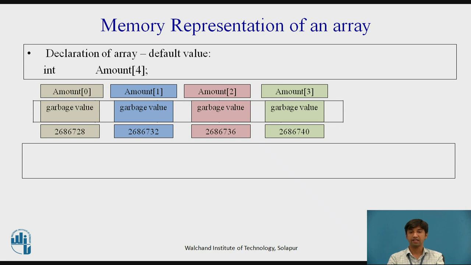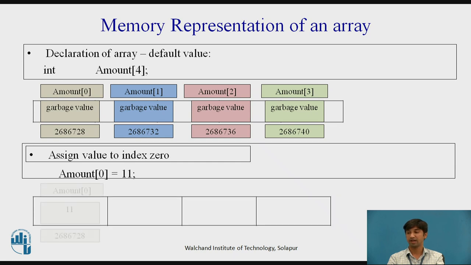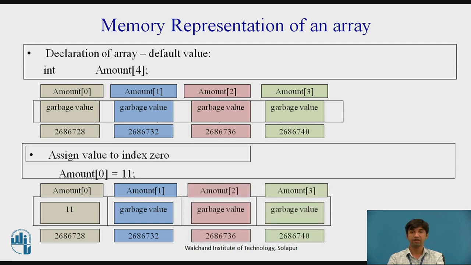So when I assign a value to index 0, amount[0] = 11, the above statement assigns the 0th element in the array a value of 11. Pictorial representation of the array we discussed above is shown below. That is, amount[0] will be assigned 11, amount[1] will have a garbage value, amount[2] a garbage value, that is junk values, and amount[3] will also have a garbage value.